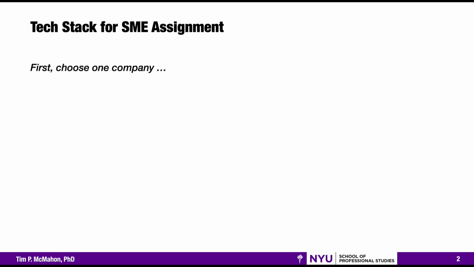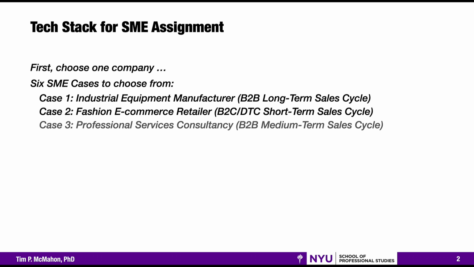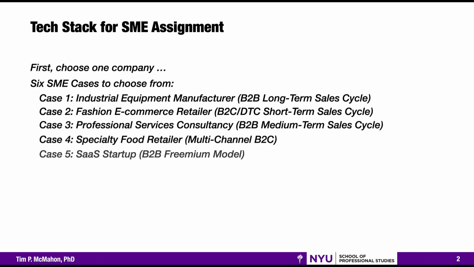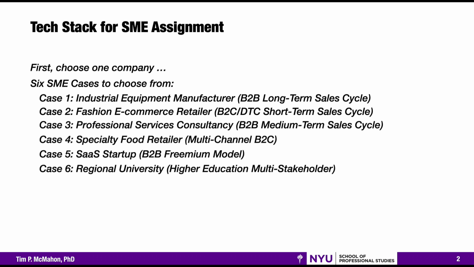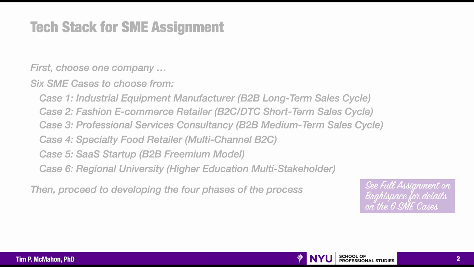Let's talk about it. First, you choose one company. I've provided 6 cases. They are a variety of cases, different things like B2B, B2C, long-term, short-term sales cycles. We've got some specialty food retailers. We've got a regional university. We have higher ed, the whole 9 yards. But you choose one. After you've looked at the assignment, go back. That's the first thing you do, then you proceed. By the way, the full assignment is on Brightspace. Go there for details on all 6.